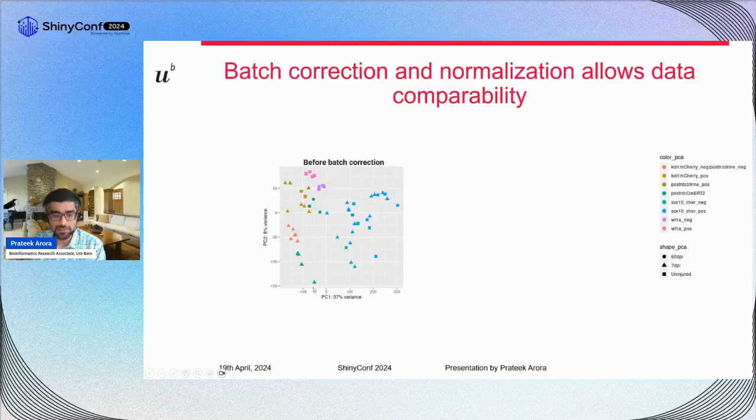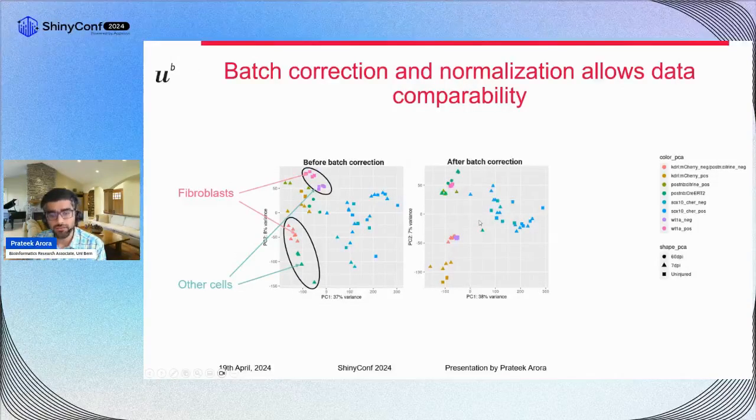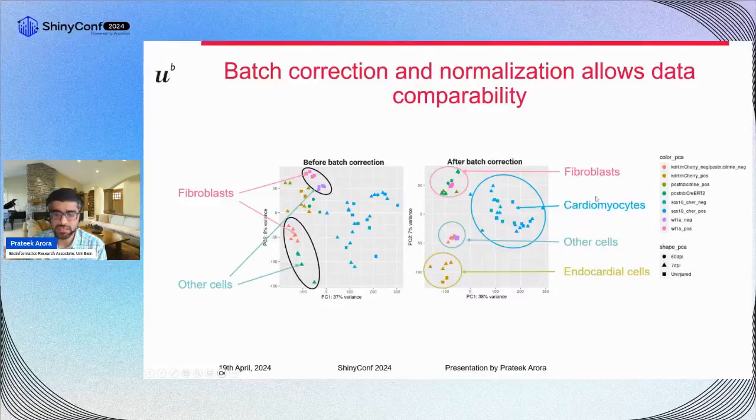This complex data, when taken from multiple studies, can pose certain problems, such as batch effects. So what do I mean by that? Certain cells, such as the fibroblasts or the other cells, as you can see over here, are presented in various different populations that separate out. But we overcome this by using batch correction techniques such as ComBat-seq, and now we make these data comparable to each other, where all the fibroblasts come together, cardiomyocytes come together, and endocardial cells come together.